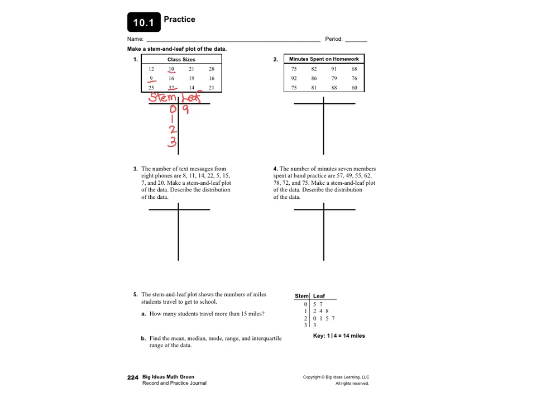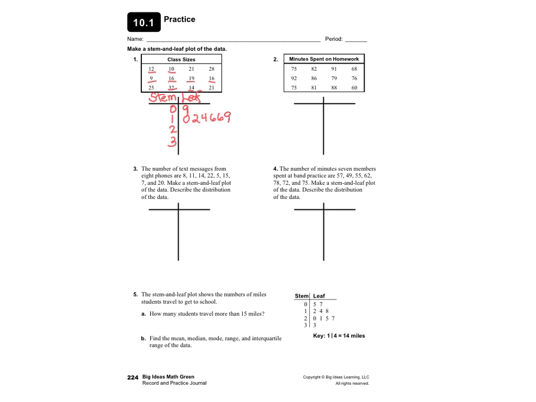Here I have a 10. 10 I represent as a 1 and a 0. I look around some more, and I have a 12, so I need a 2 for my 12. I need a 4 for my 14, a 6 for my 16, and look at that, I have a second 16. I need another 6. And then finally, I have a 9 for my 19. I'm done with all of my 10s.